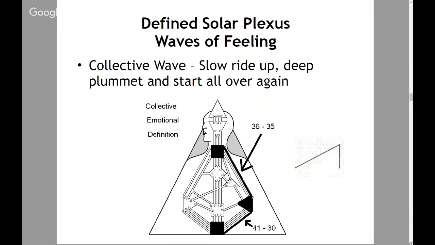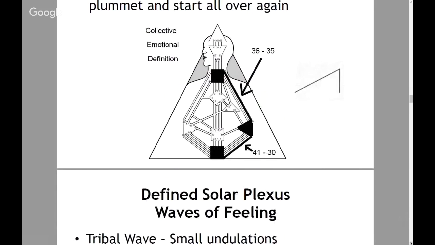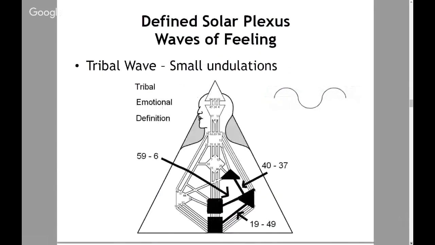The third kind of emotional wave is what we call the tribal wave. The tribal wave tends to be small undulations. It does not have the extreme ups and downs or shifts that the individual or the collective wave can. The tribal wave comes from these three channels, and again, you have to have a full channel, no gates. The full channel has to be colored in, so it will come from either the 40-37, the 59-6, or the 19-49.